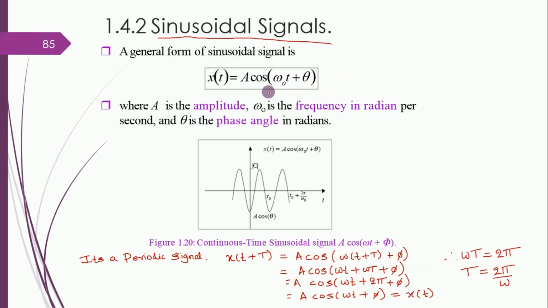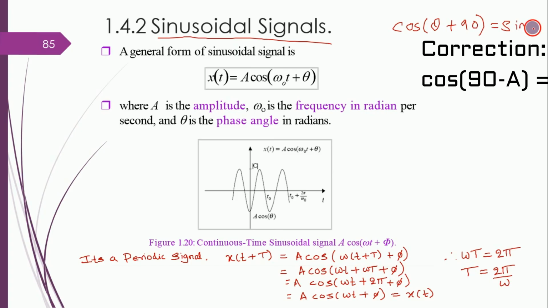sinusoidal signal. The general form for the sinusoidal signal is A cos(omega t plus theta). Don't be confused about why we call a cos signal a sinusoidal signal, because cos is also a sine signal. Sine and cos are the same kind of looking signal. What is the difference between sine and cos? It is just the shift. Cos and sine vary by a 90 degree shift. If you shift the cos signal by 90 degrees, it will give you the sine signal.